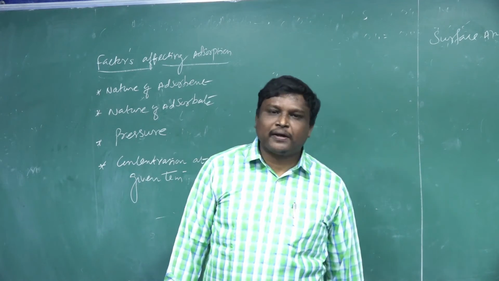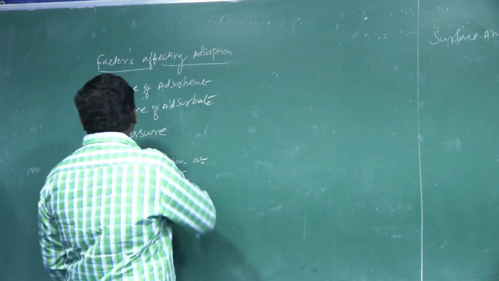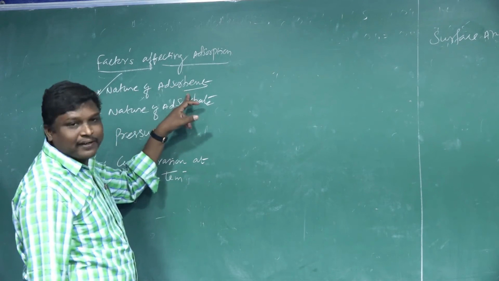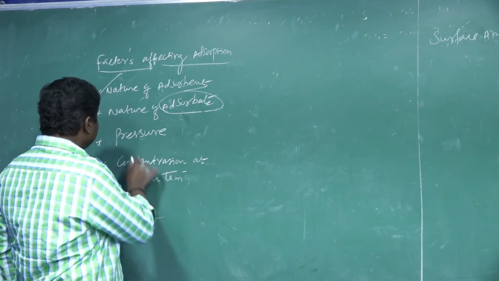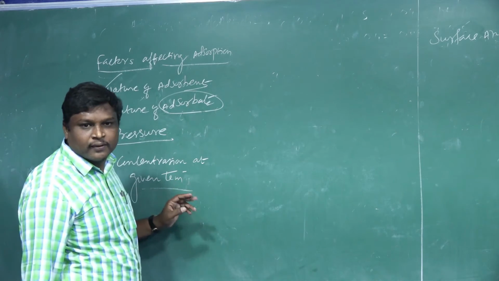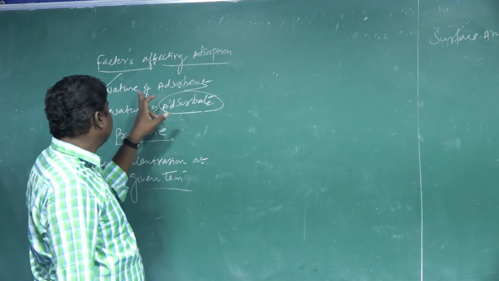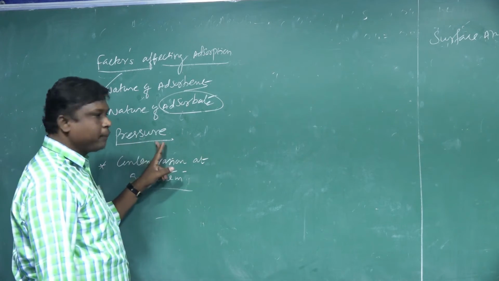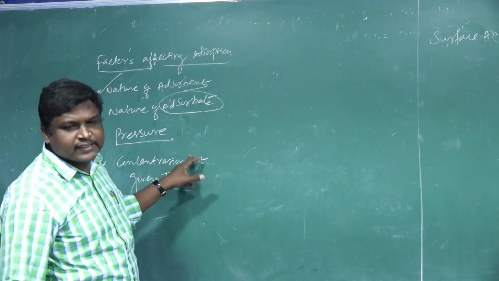Okay. Next topic. What are the factors affecting adsorption? There are four major factors. First, the nature of the adsorbent. Second, the nature of the adsorbate. Third, pressure. Fourth, concentration at a given temperature. Let me discuss them one by one.